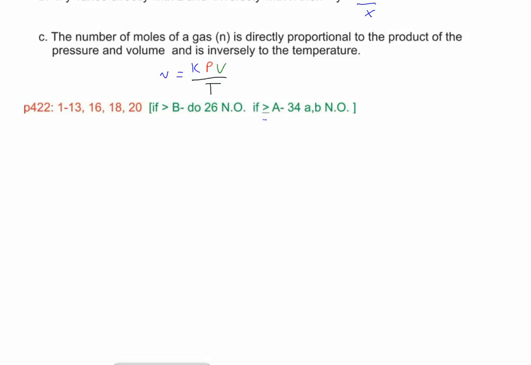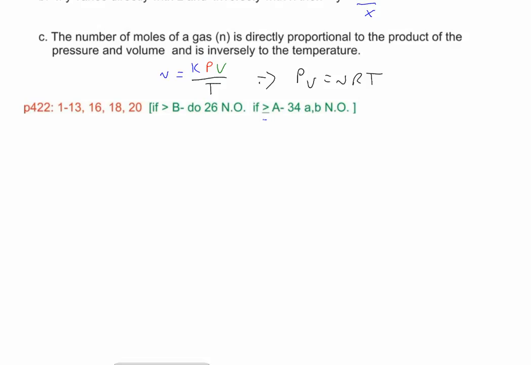Now that's not the normal form of this. If you were to solve this, this is how it would end up: PV equals N, and instead of K, they use R as the constant. PV equals nRT, which is a big formula in physics for figuring out relationships between pressure, volume, and temperature of an ideal gas. PV equals nRT.